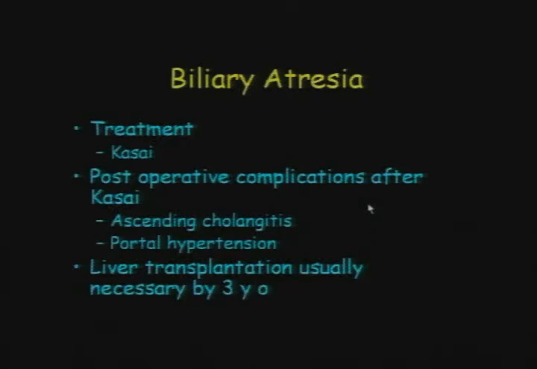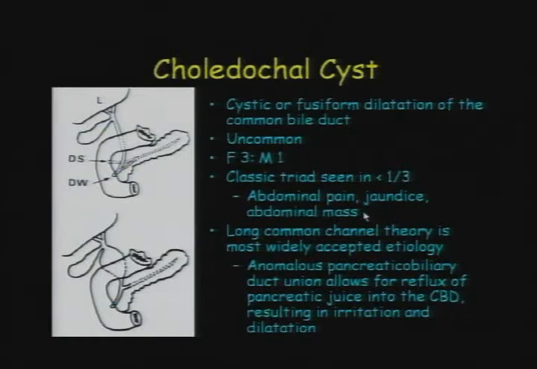the liver. The treatment for this is a Kasai, and then once you've done the Kasai, you need to watch these patients because they'll get ascending cholangitis and portal hypertension, and so they usually by 3 years of age have to go on to liver transplantation.